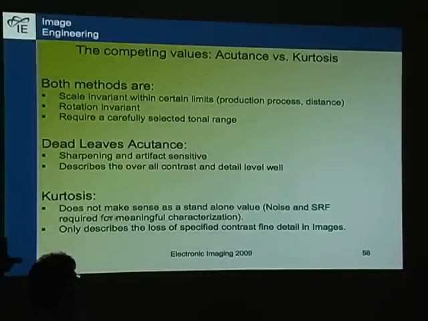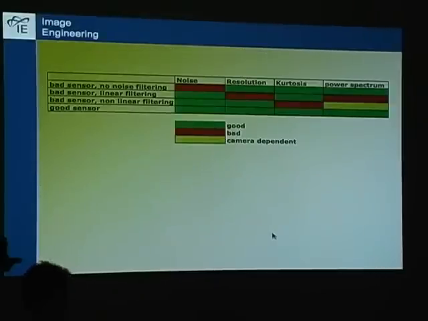And kurtosis, of course, does not really make sense as a standalone value. So you have to look at different values like noise and resolution in addition to the kurtosis value to get the complete picture of what happens to texture. But if you do that, the interesting thing is that the kurtosis only describes the loss of the fine detail in the images due to nonlinear image processing, to noise cleaning algorithms that are nonlinear. And this is indicated here.